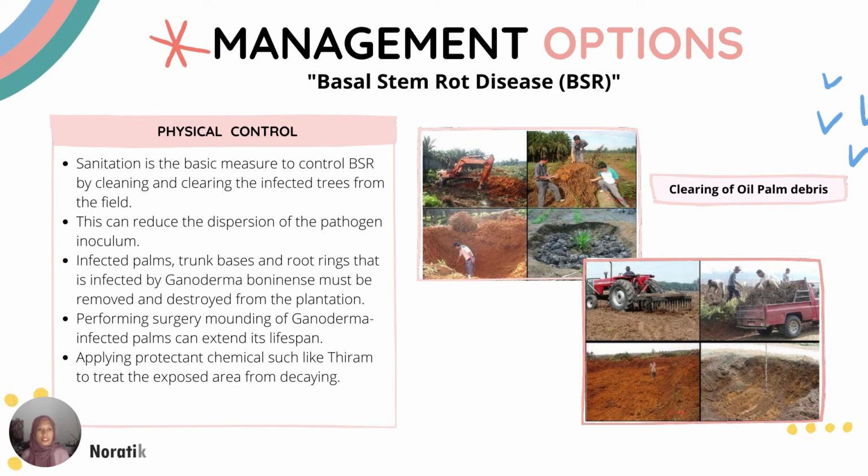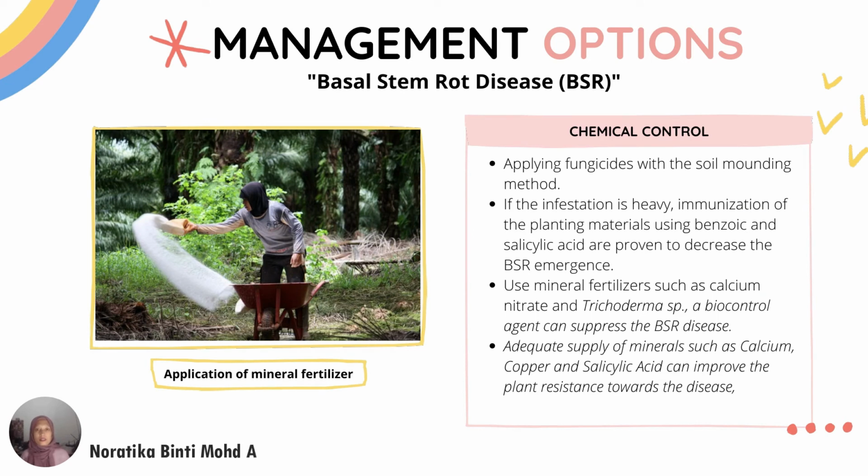Performing surgery and mounding of Ganoderma infected palms can extend their lifespan, applying protectant chemicals such as Thiram to treat the exposed area from decaying. Then we have the chemical control. Applying fungicides with the soil mounding method. If the infestation is heavy, immunization of the planting materials using benzoic and salicylic acids is proven to decrease the BSR emissions. Using mineral fertilizers such as calcium nitrate and Trichoderma species, a biocontrol agent, can suppress the BSR disease.